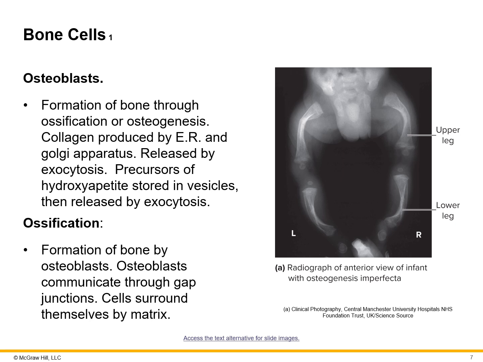Now, what about the bone cells? I mentioned we'd come back to these, the blast and the clast. So osteoblasts are going to form the bone through a process called ossification or osteogenesis.